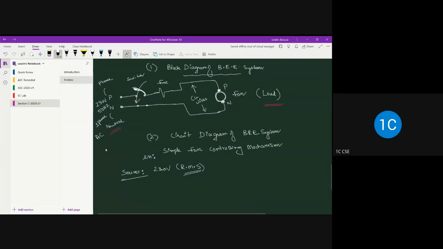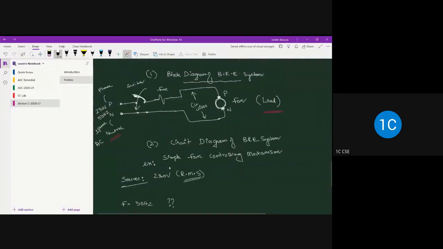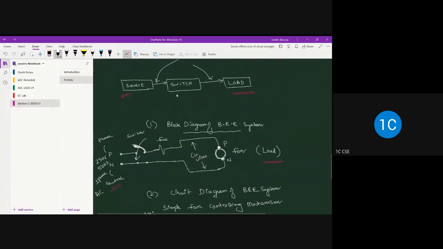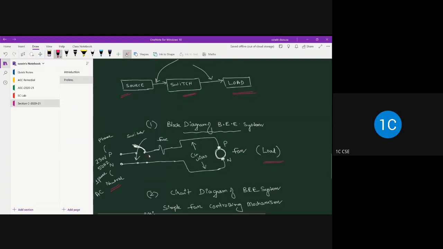Next, let's come to the frequency. F is equal to 50 hertz. I'll just put a question mark because I need to ask certain questions regarding this frequency as well. I'll come to it a little later. After the source, what do we have? We have a switch, and the switch is here.